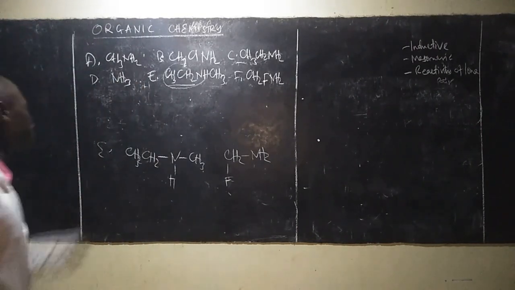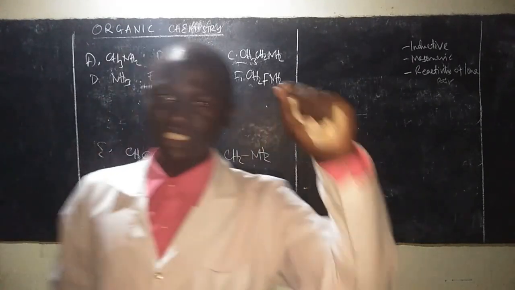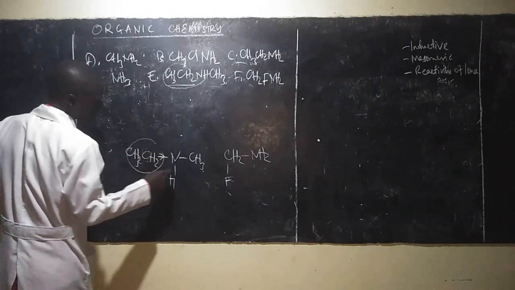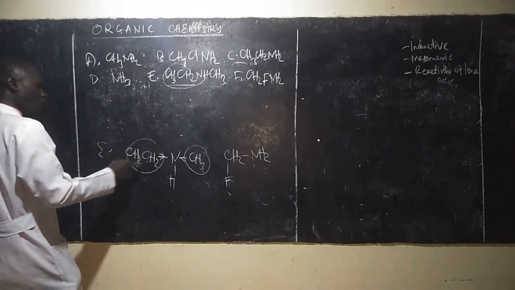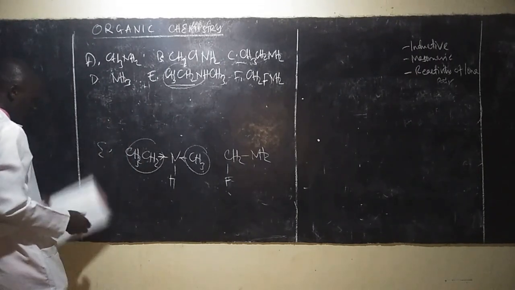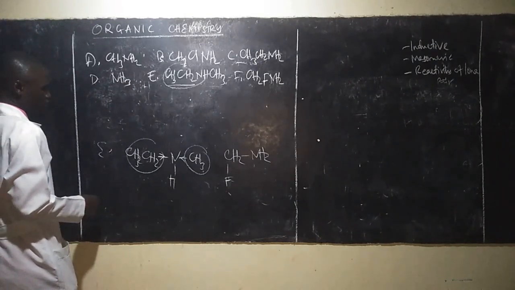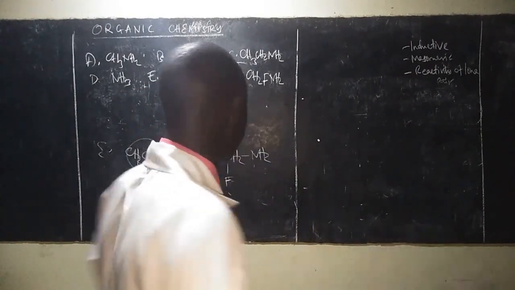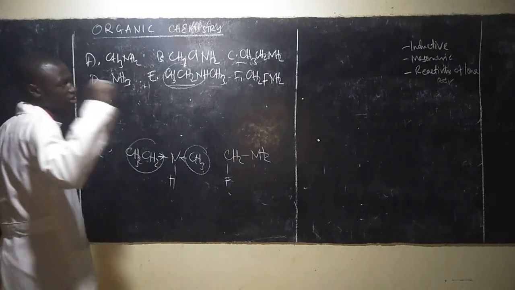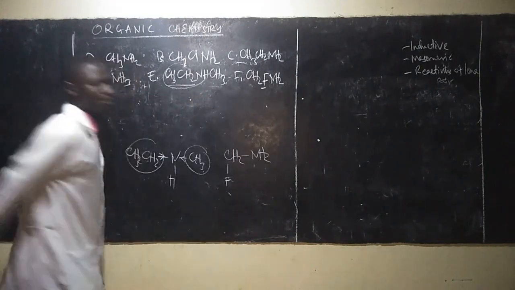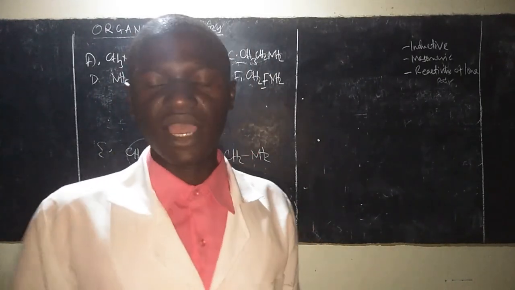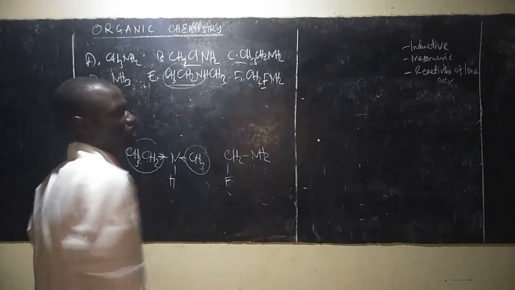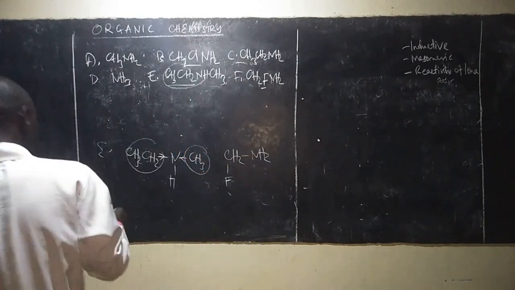Tunamconsider kwanza C. C ndio mbabe hapa kati ya wote. The most basic ni C. Kwa nini? Kwa sababu C ana group huyo hapa. Positive inductive. So in order of increasing tunaanza na smallest. Unaanza na smallest in order of increasing. So in order of increasing tunaanza na huyu hapa. Fluorine is more electronegative and it will cause negative inductive effect. And the effect of fluorine will be higher even compared to that of chlorine. So that's why the least basic is F.